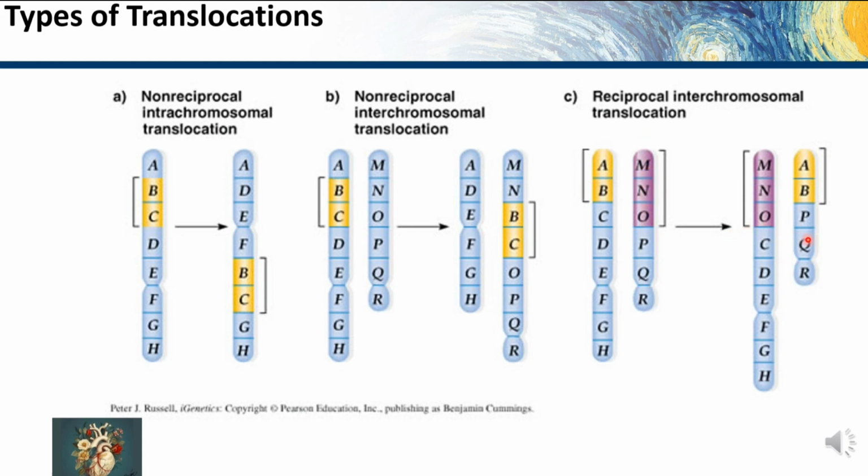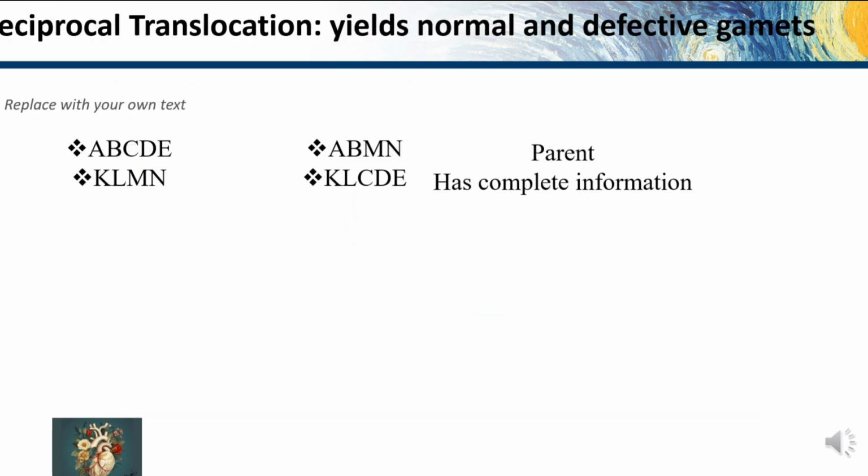So the interchromosomal translocation takes place between two different chromosomes which come closer to each other during mitotic divisions. Reciprocal translocation can yield both normal and defective gametes.